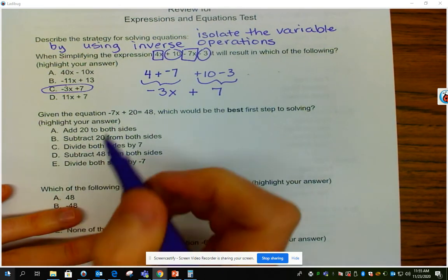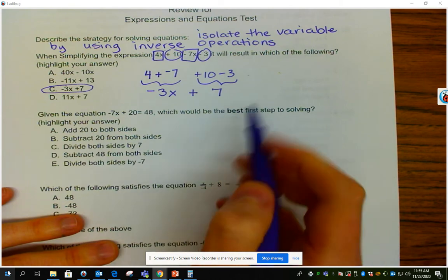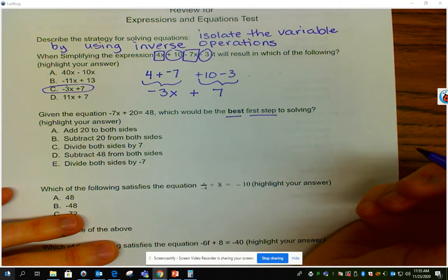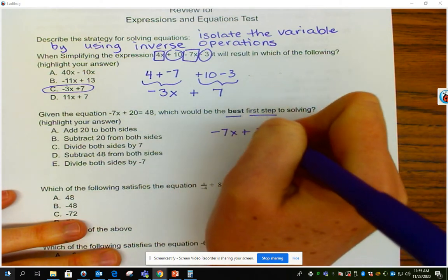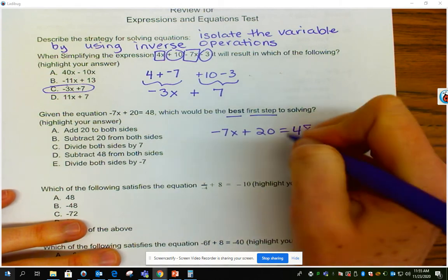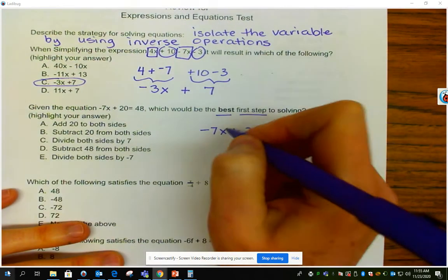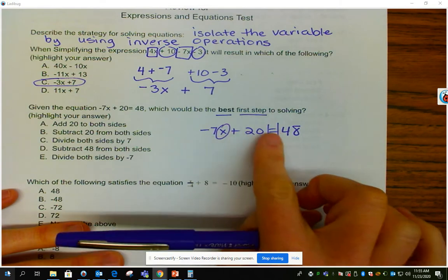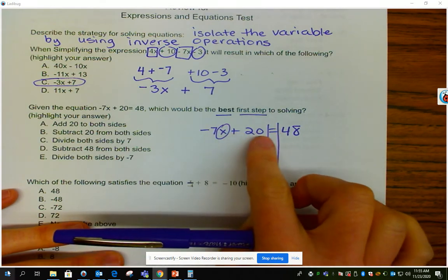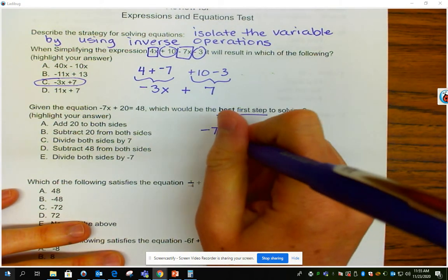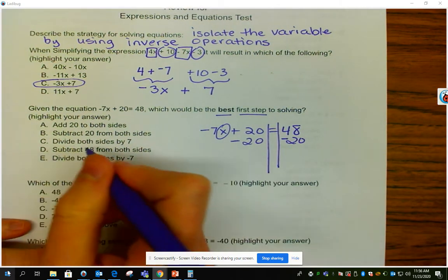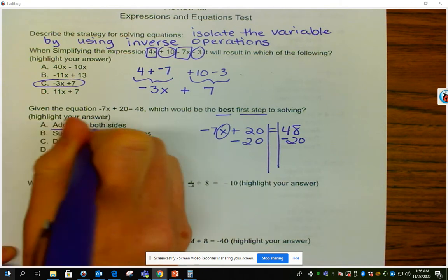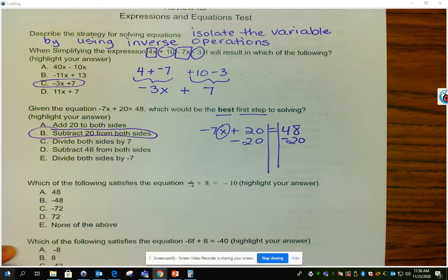For the next one, it asks for the given equation, what will be the best first step to solving? Use your rules for solving equations and think about what would come first. Your variable is over here, so you know you're trying to get rid of these two numbers. Remember, we learned that we should add or subtract away first. So the first step would be to do the opposite of adding 20 and subtract 20. So we would say B, subtract 20 from both sides.